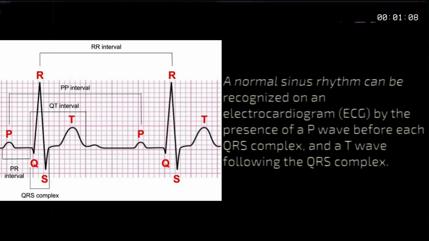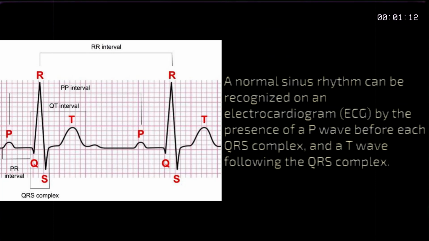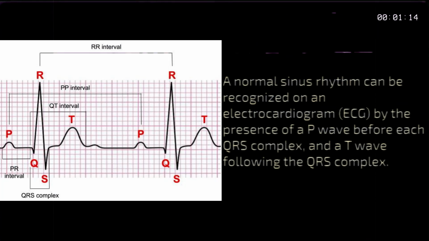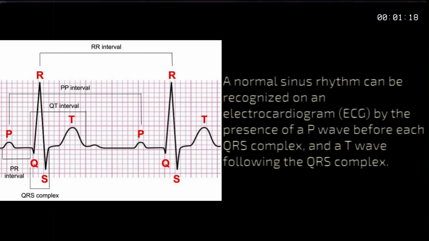A normal sinus rhythm can be recognized on an electrocardiogram, ECG, by the presence of a P wave before each QRS complex, and a T wave following the QRS complex.